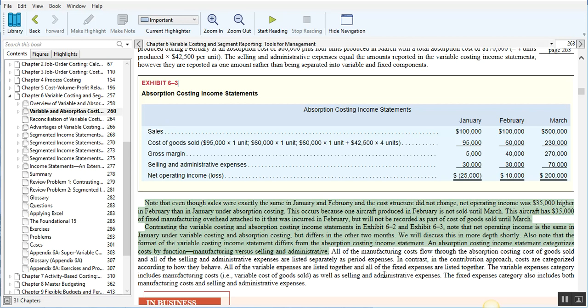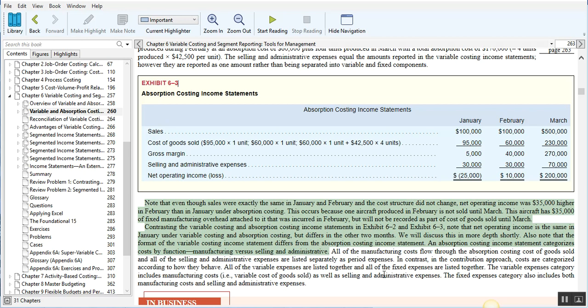I know you can read it, but I'm going to go ahead and read this because I think it's very important to reflect on this, because this is an important difference. Note that even though sales were exactly the same in January and February, and the cost structure did not change, net operating income was $35,000 higher in February than in January under absorption costing. This occurs because 1 aircraft produced in February is not sold until March. This aircraft has $35,000 of fixed manufacturing overhead attached to it that was incurred in February, but will not be recorded as part of the cost of goods sold until March.